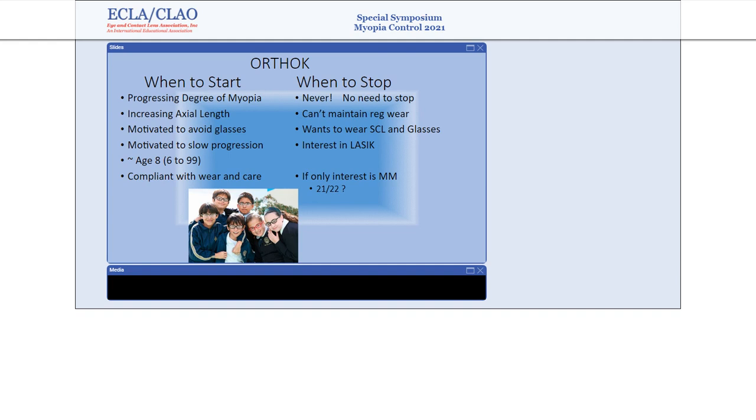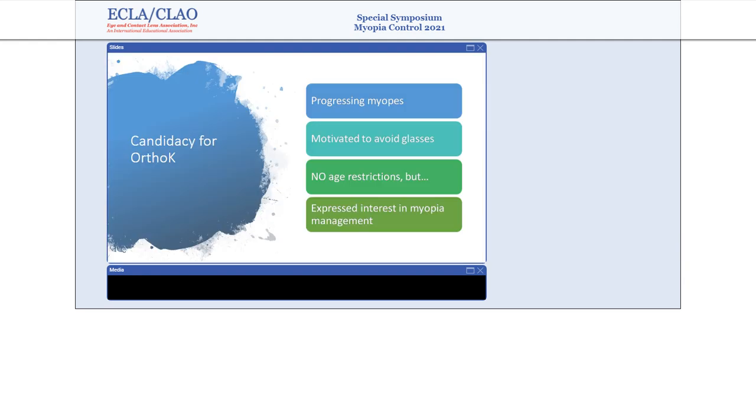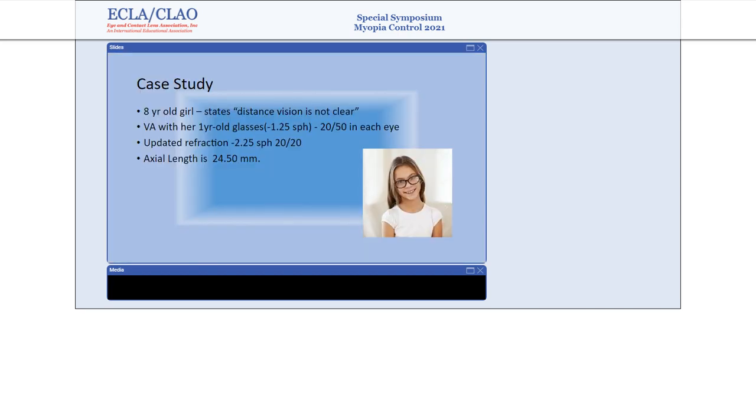As far as stopping, if your only interest is in myopia management, then you might stop somewhere around 21 or 22. But literally, there's no reason they ever have to stop. If they start in OrthoK for myopia management, they may continue to wear that as an adult. As far as candidacy for OrthoK, you all know the refractive numbers on this, but I tend to look more at the patient themselves and say the ones who are progressing quickly, who are motivated to avoid glasses, and really they're interested in slowing their myopia progression.